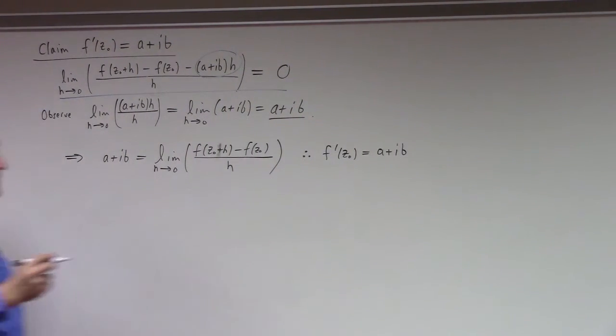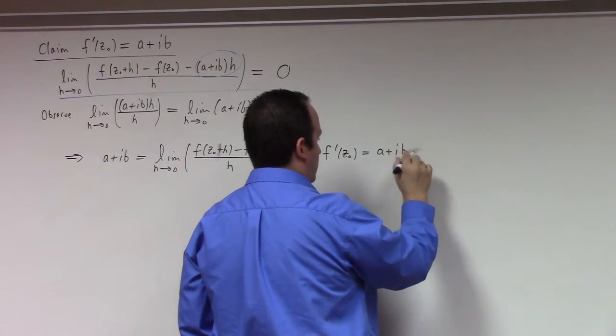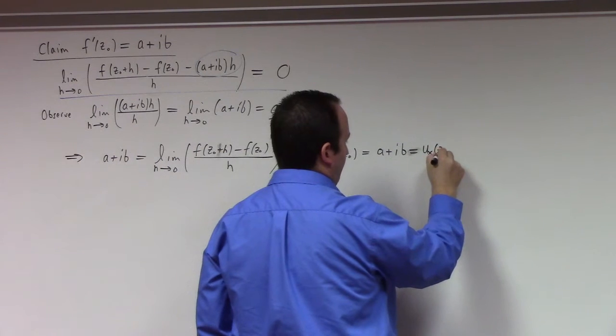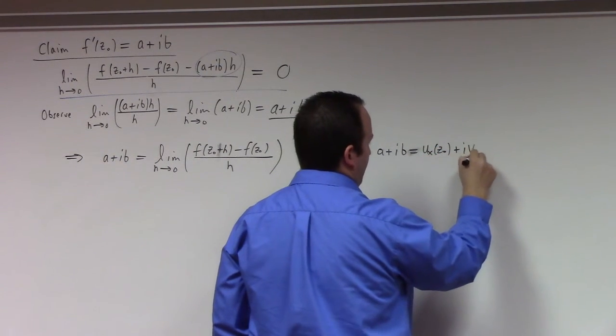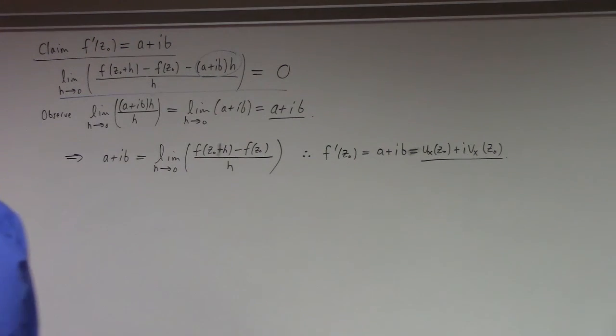It's u sub x of z naught plus i v sub x of z naught. All right. It's almost the same argument we went through last time. The difference last time was I assumed complex differentiability at the start, and then I rewrote the complex limit to become a real limit, which then gave us the real differentiability. So this is the reverse argument. Any questions?